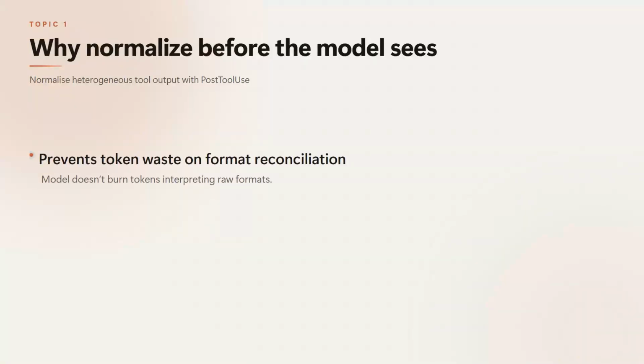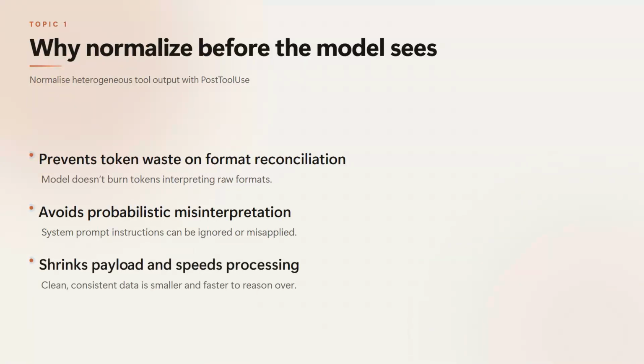Without this, the model receives a Unix timestamp, an ISO string, and a numeric code and has to figure out they mean the same thing. It burns tokens on every turn trying to reconcile them, and because system prompt instructions are probabilistic, it will occasionally misinterpret status 3 as something other than refunded. In production, that means inconsistent agent behavior, wrong decisions, and debugging nightmares. Normalizing before the model sees the data eliminates that entire class of failure, saves tokens, and makes the agent faster and more reliable.